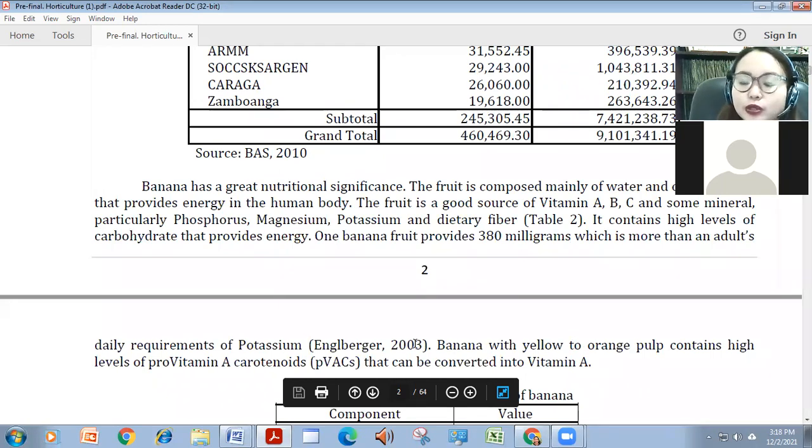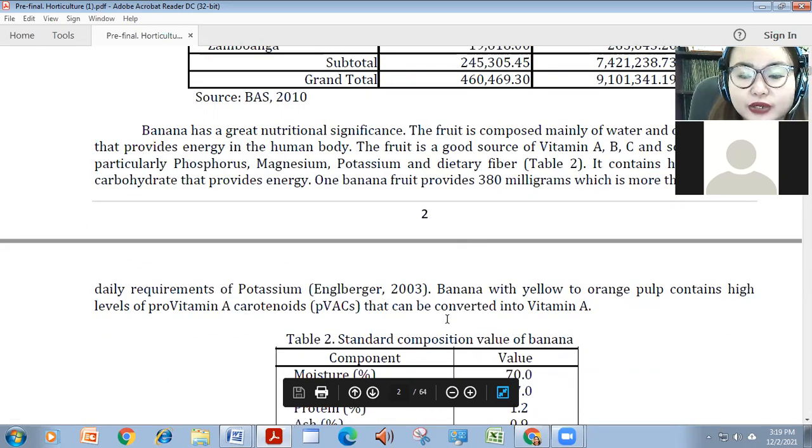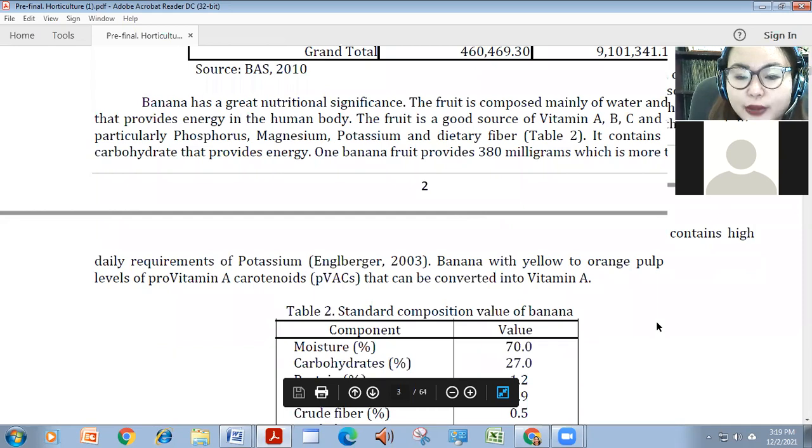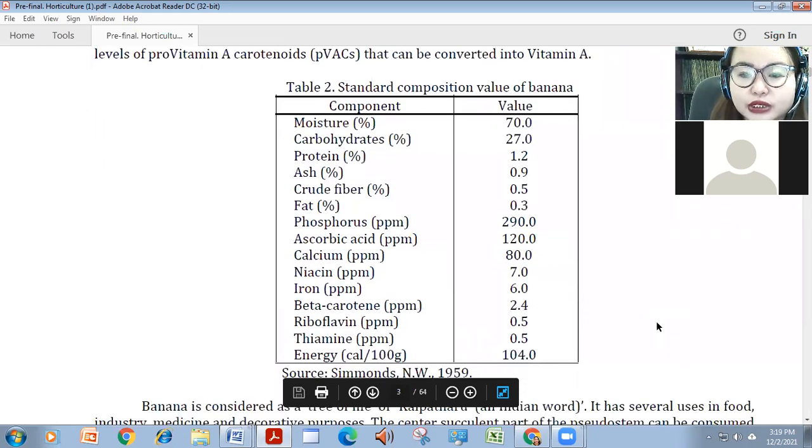Kasi it's very rich in potassium, and we all know that potassium is very important for the normal functioning ng ating brain, especially kung nag-study tayo or we're working. So yung yellow or orange color naman, it contains provitamin A carotenoids, which is good for our eyes. So ito yung mainly standard composition ng banana. As you can see here, it's very high in phosphorus, ascorbic acid, and energy.